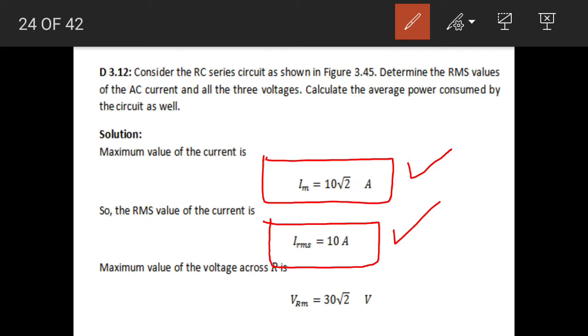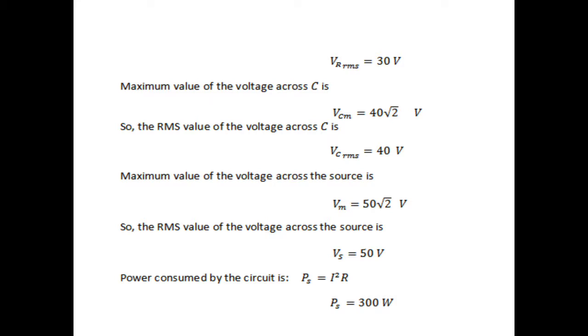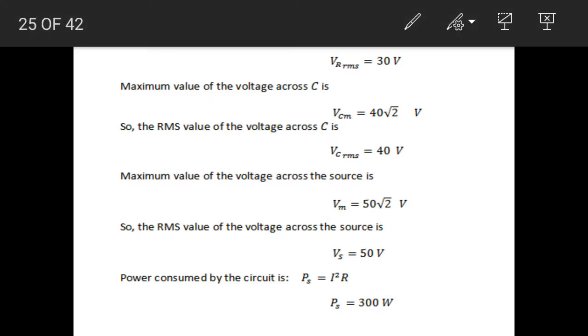If we install a voltmeter across the resistor, the voltmeter will read the RMS value of the voltage across the resistor, as the maximum value of the voltage across the resistor in the previous example was 30 under root 2. If we divide this voltage by under root 2, we obtain the RMS value of this voltage, which is 30. So the voltmeter across the resistor will read 30 volt.